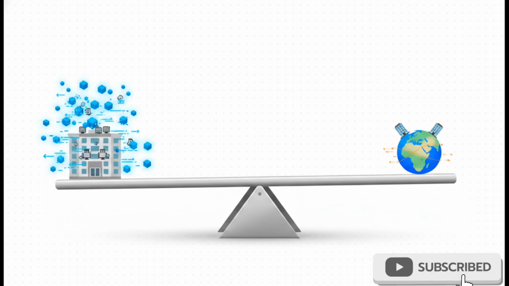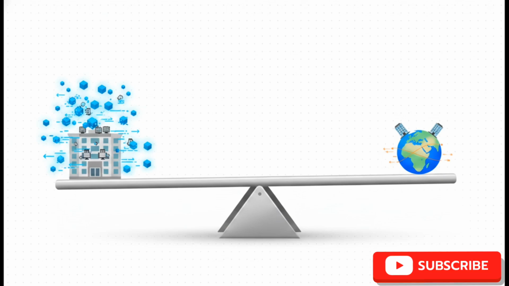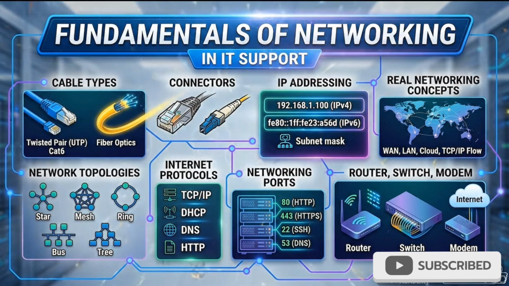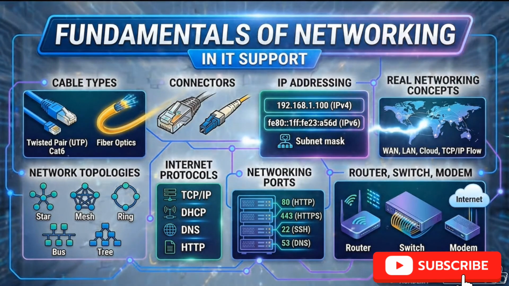All right, so we get what a network is, but how in the world do all those devices actually find each other and have a conversation? Well, it's all about having a clear set of digital addresses and languages. Think of them as the official rules of the road for the internet.